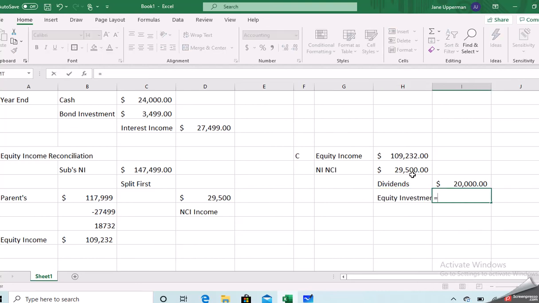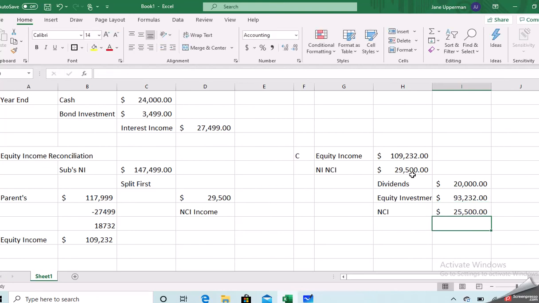And that is going to be for the $109,232 minus $16,000. And my $16,000 is 80% of those dividends. Then same thing with the NCI. I'm going to say, okay, they get $29,500 minus $4,000 because that is 20% of those dividends. And then that should be our entry for the C entry.